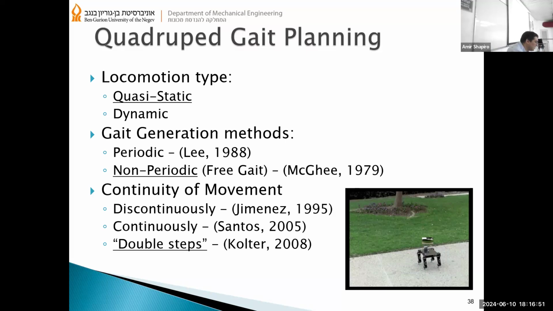So we do one step, stop, then do the other, then move the body, then do another step. There is also continuous motion. So the robot does one step, and during this step also moves the body, and then does the next step and also continues to move the body. And there is another option to do a double step. So it moves the body while doing two steps and not only one. So it's something in between.